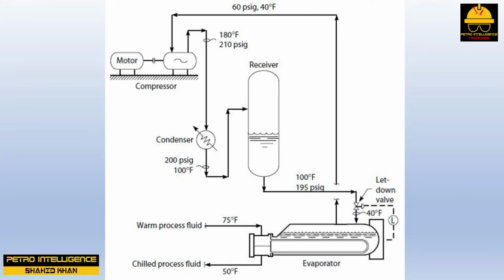It is usually better to add makeup refrigerant to keep a decent liquid level in the receiver and control the flow of refrigerant into the evaporator. However, reversing this control scheme by adjusting inventory control in the evaporator is also possible.